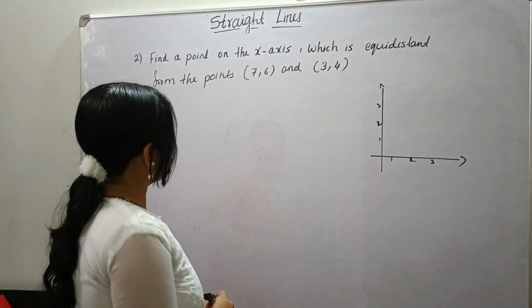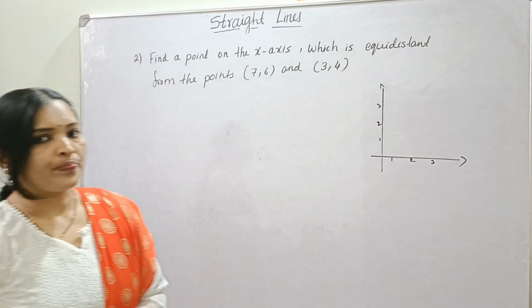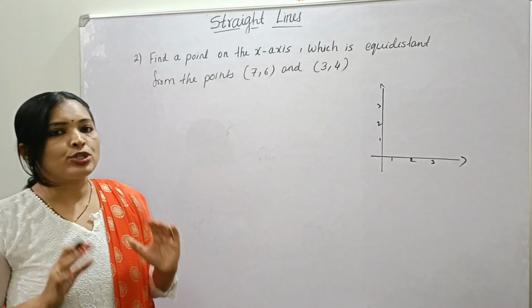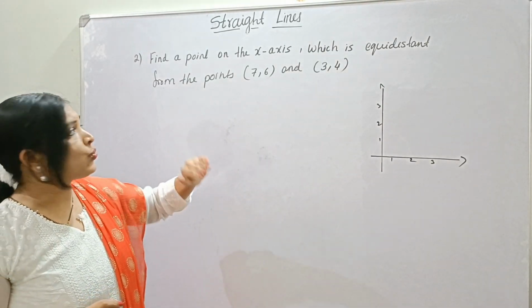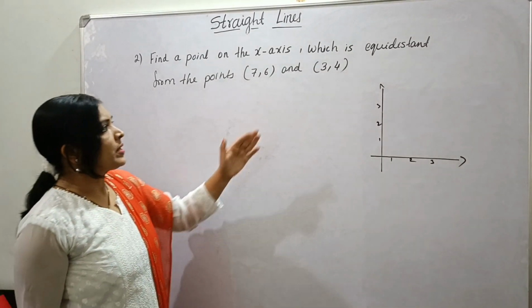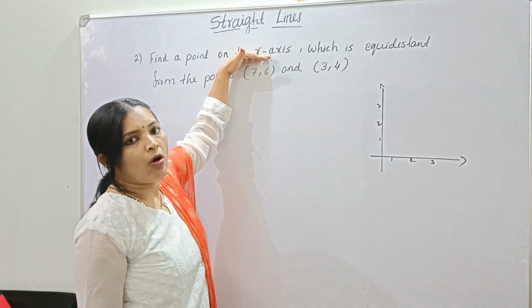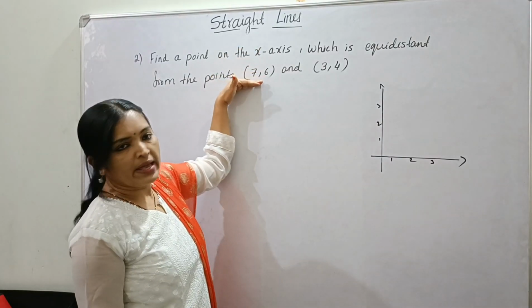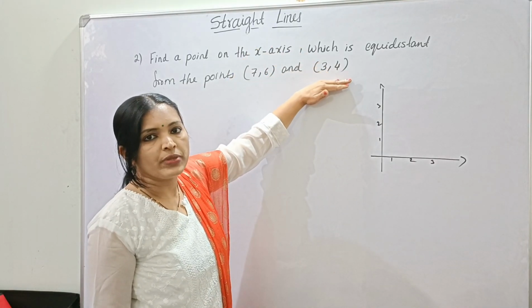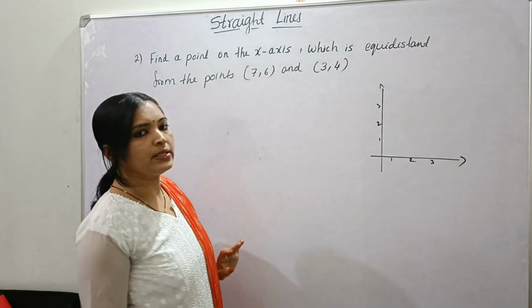Next question is: find a point on the x-axis which is equidistant from the points (7, 6) and (3, 4). See here, we have to find a point on the x-axis which is equidistant from the points. Equidistant means the same distance. The distance from a point on the x-axis to (7, 6) and from that point to (3, 4) are the same.